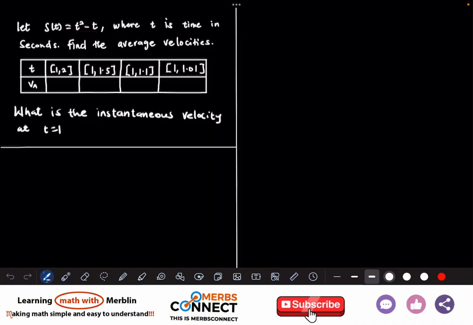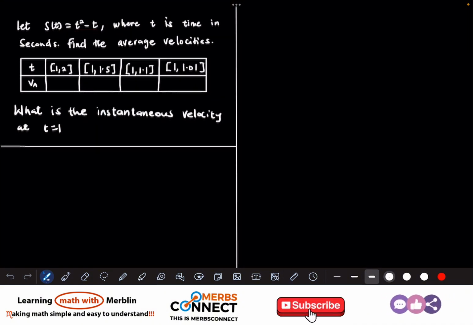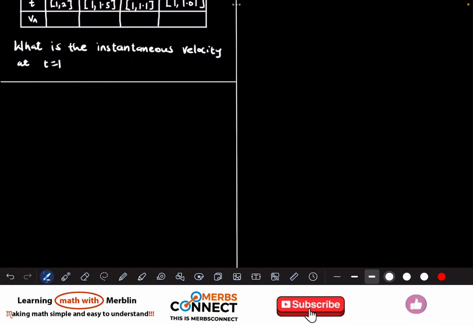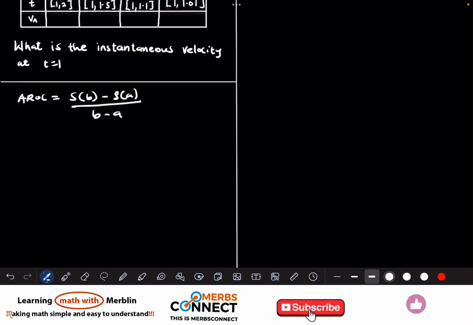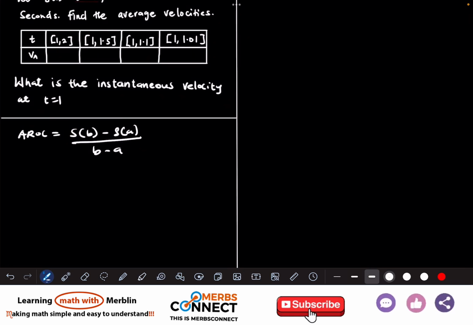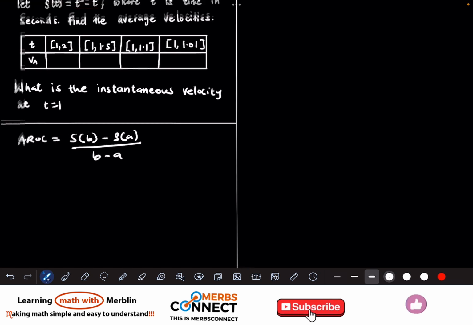But the function given to us is in terms of S of t. So we are going to have average rate of change equal to S of b minus S of a divided by b minus a. So here what we are going to do is pick this interval, we solve, then we pick the next interval, we solve, in that order. So let's pick the first one.